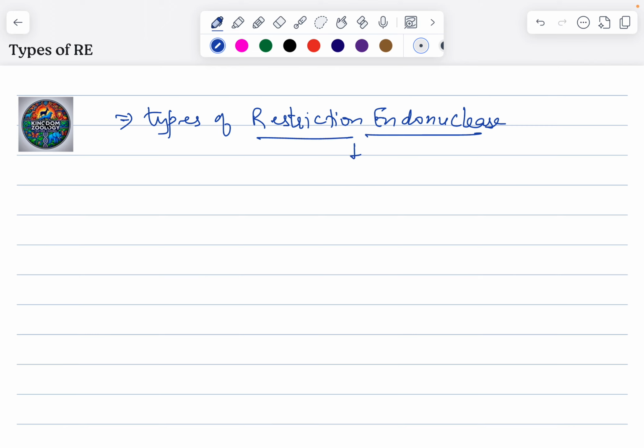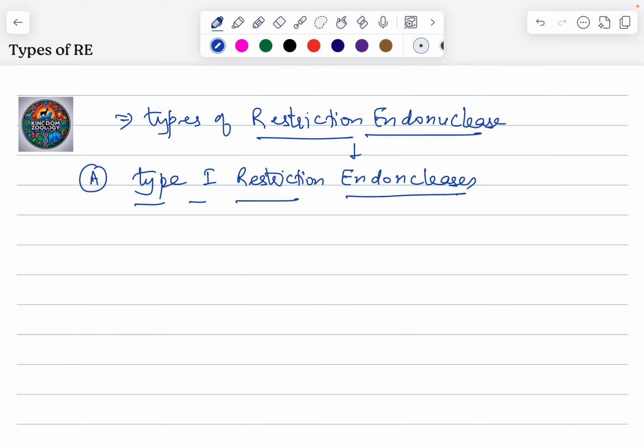So in the types of restriction endonucleases, we have three choices. Number one, or we can actually write them as A, B, and C. Type 1 restriction endonucleases. If you want clarity on why we are using restriction endonucleases and why are they called restriction endonucleases, please watch the other video where we have discussed about digestion of the genome under the biotechnology playlist. So type 1 restriction endonucleases. All the restriction endonucleases are obtained from bacteria only because that is where they are naturally found.